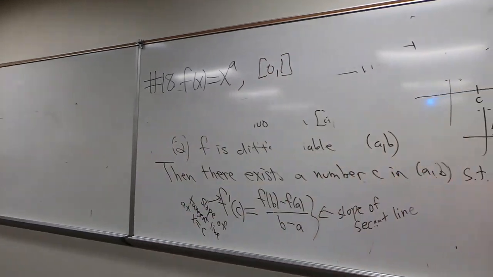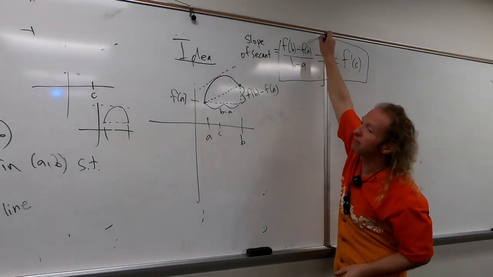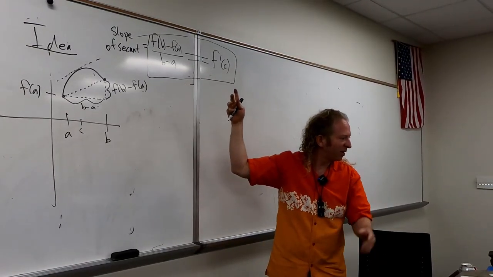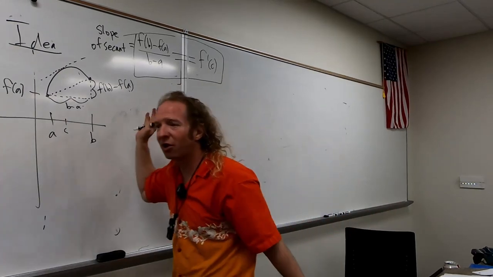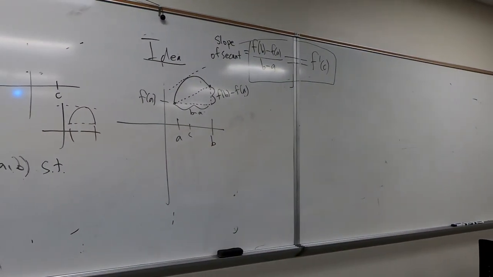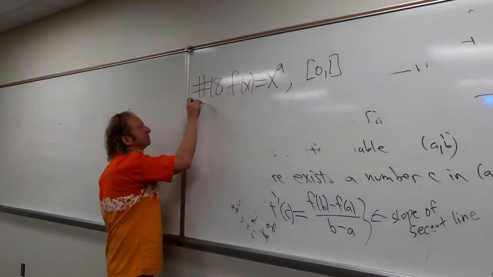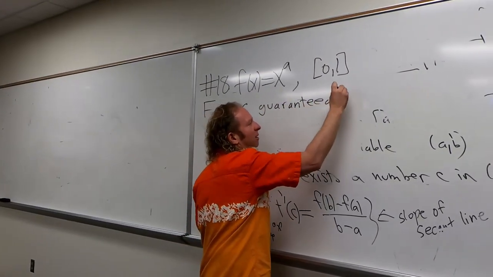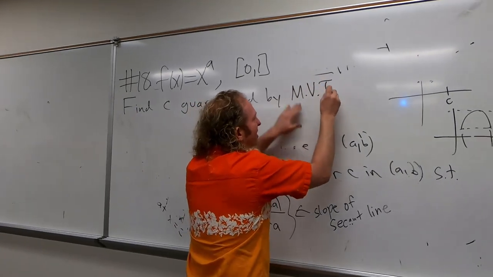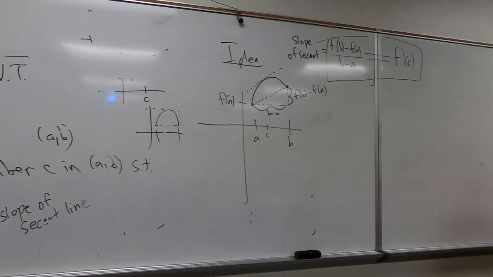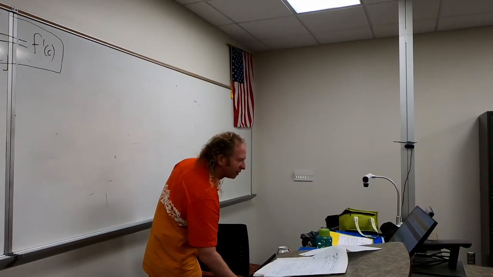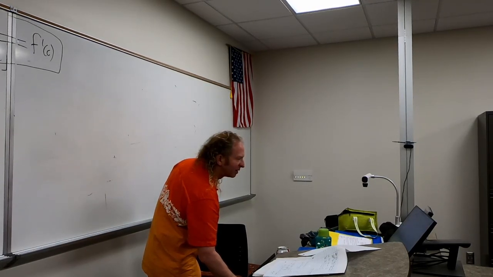I will give you this on the exam because the homework gives it to you, so you do not have to memorize this. It'll say, find c guaranteed by the mean value theorem. I'll try to remember to put that on the test. I think it's on the old exam too. Let me look at the old test, Calculus 1, exam 2, to see if I gave it to them.